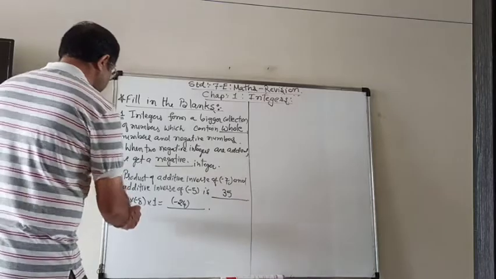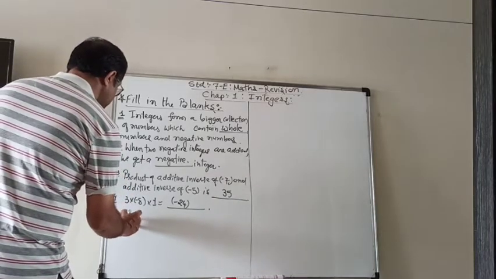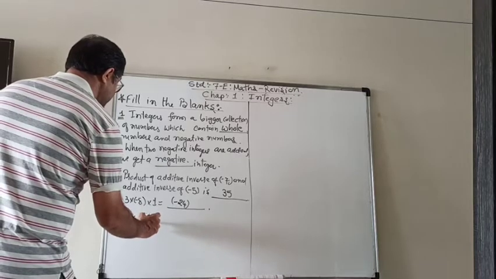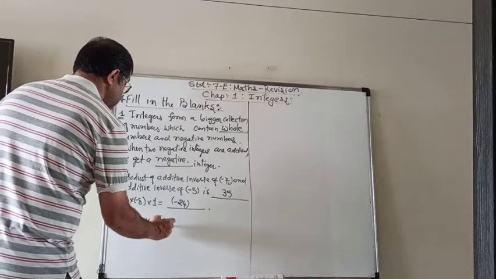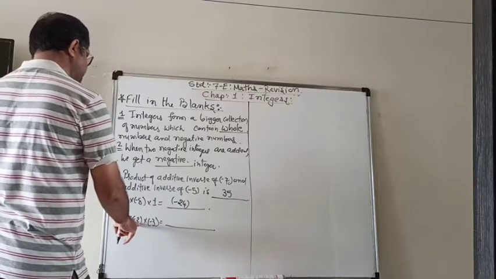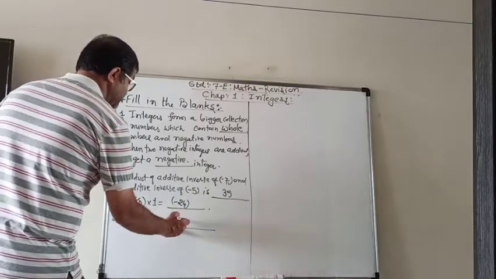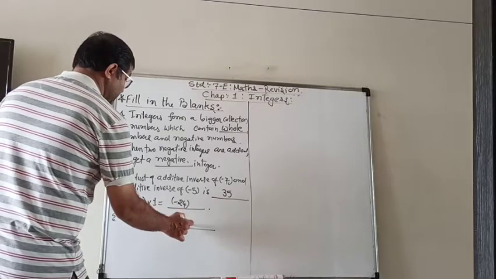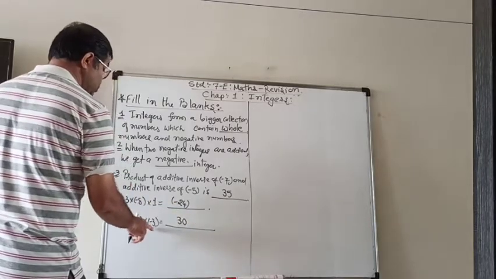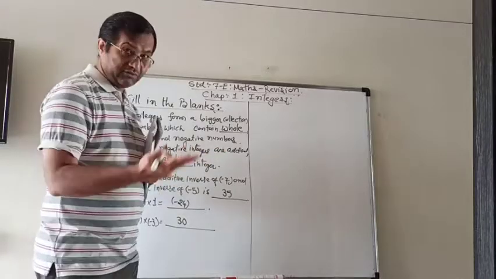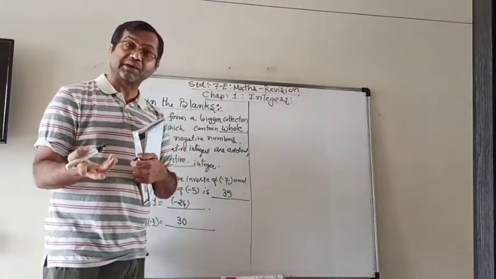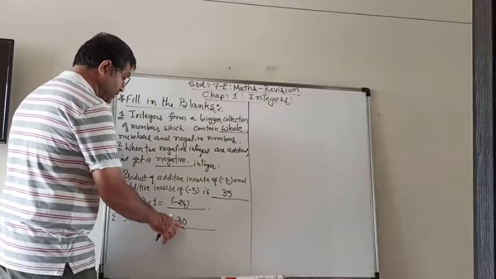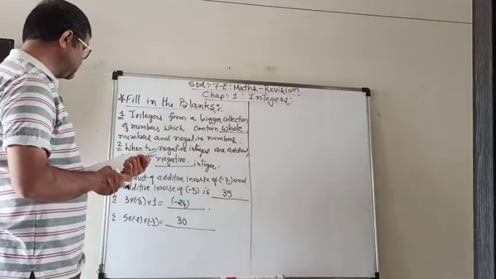We can take one example like that. 5 multiplied by -2 multiplied by -3. Now 5 2s are 10, 10 3s are 30. Now here how many negative integers are there? 2. 2 is an even number, so negative negative will become positive. So here don't write down -30. Here the answer will be 30 only.